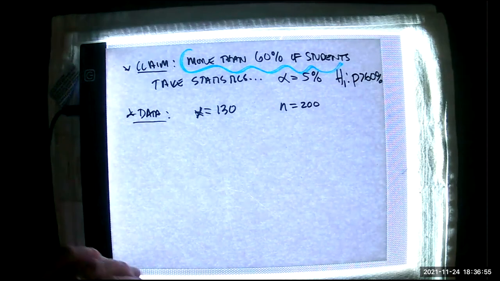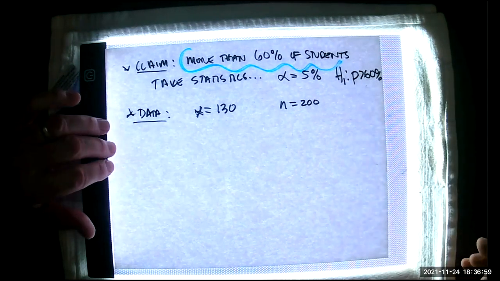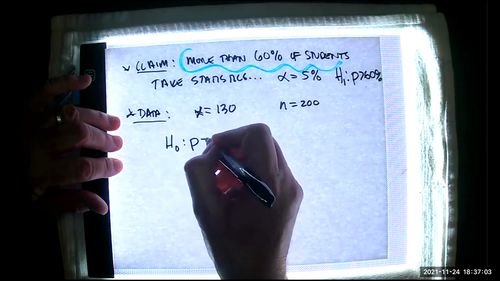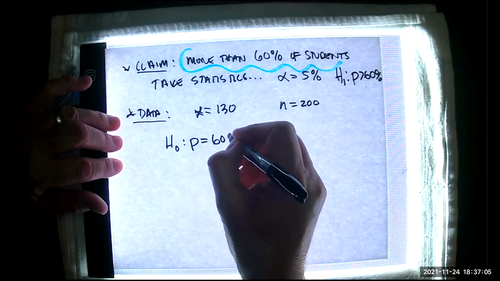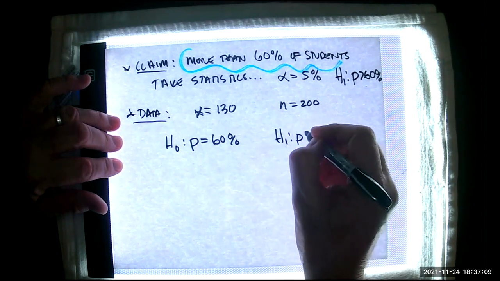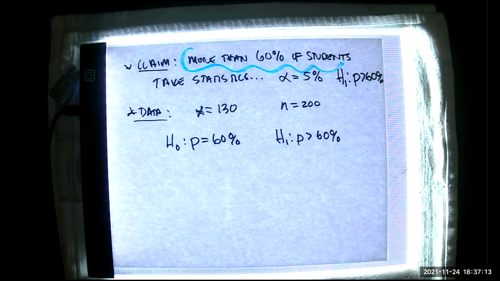All right, so I now know I have a right tail test. The initial claim is the alternative hypothesis. p is greater than 60%. So there's step number one. Let me go ahead and share my screen, and we'll take care of step number 2.